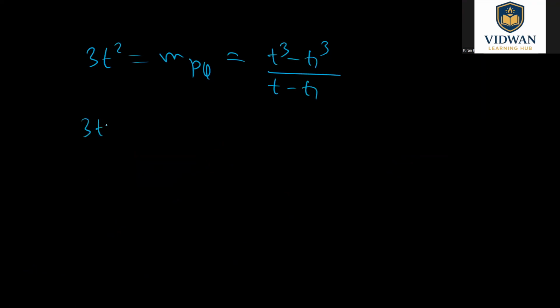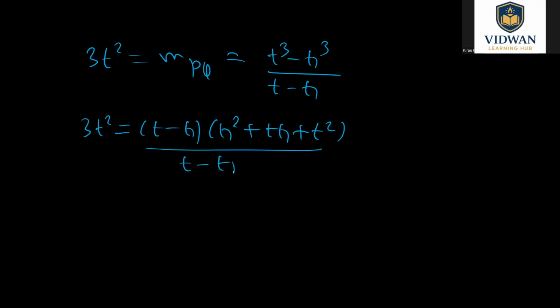So 3t square equals, you can factorize the numerator with a cube minus b cube: (a - b) into (a square + ab + b square), so (t1 square + tt1 + t square) by (t - t1), and t - t1 will anyway cancel. From here you get 3t square minus t square, that is 2t square, equal to t1 square plus tt1. This condition we are getting, we'll use this later.